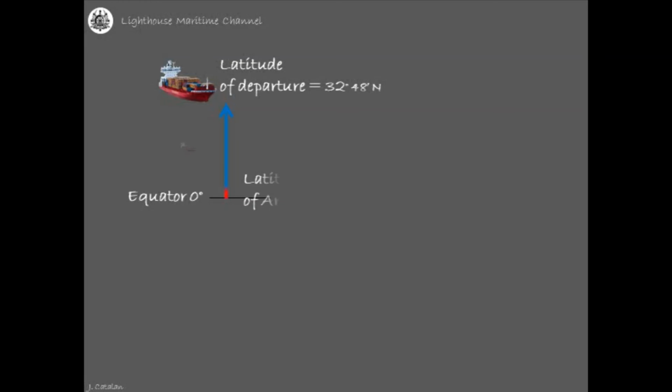Second example. A vessel departed from latitude 32 degrees and 48 minutes north. Arrived in latitude 34 degrees and 26 minutes north. Required. Calculate the difference of latitude. What is your idea for calculating the difference of latitude of this example? I give you 5 seconds to answer. Please pause the video now.